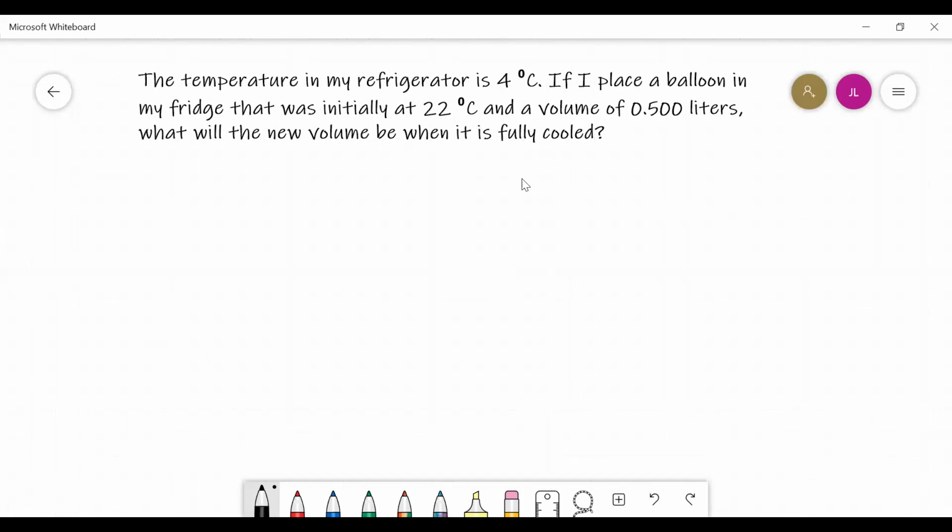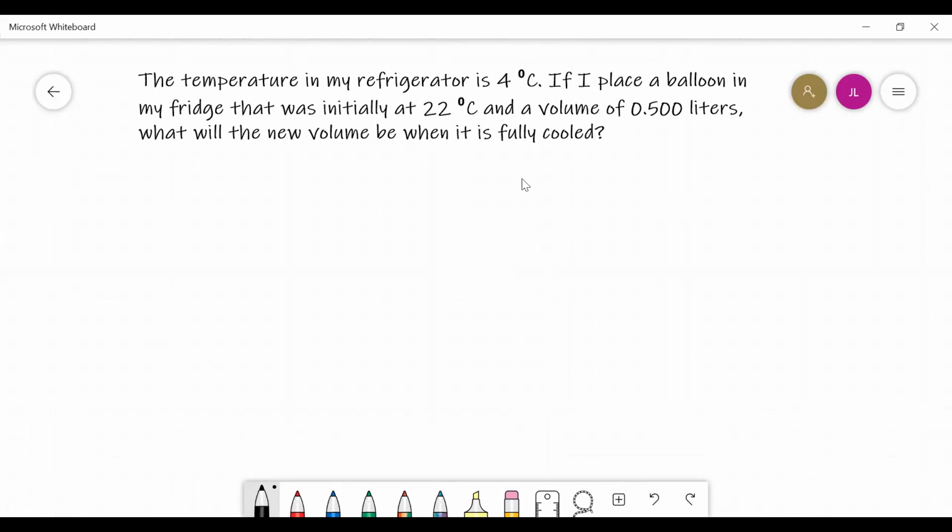All right, the temperature in my refrigerator is 4 degrees Celsius. If I place a balloon in my fridge that was initially at 22 degrees Celsius and a volume of 0.500 liters, what will the new volume be when it is fully cooled?